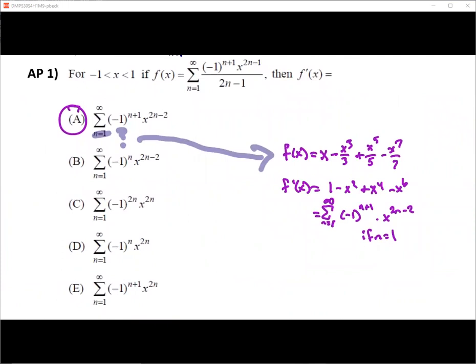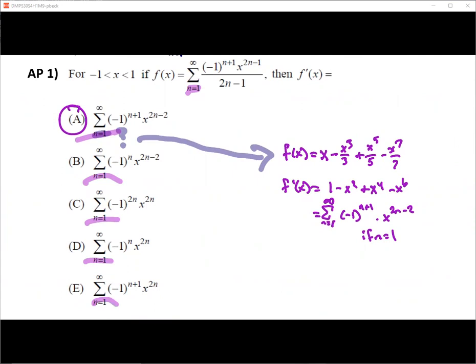One of the things that a student mentioned in class was, I don't feel like any of these answers are correct. And I was like, well, what do you mean by that? And they said, well, we are differentiating. This one starts at n equals 1, and all of our answer choices were also n equals 1. So why is that true? And I was like, that's a very, very good question.